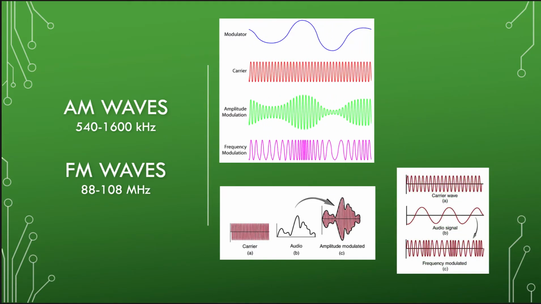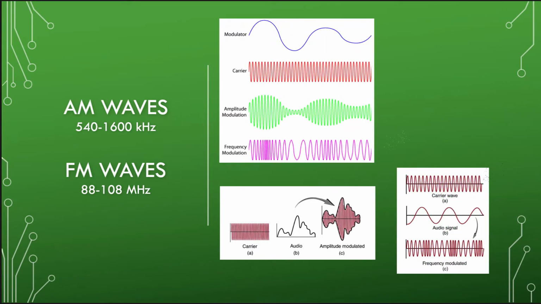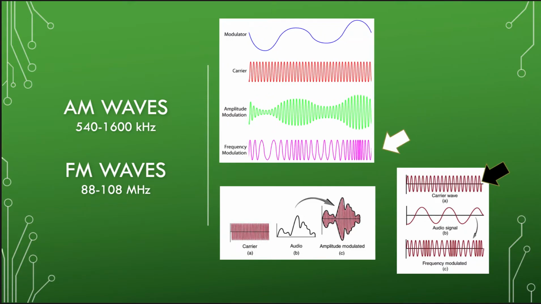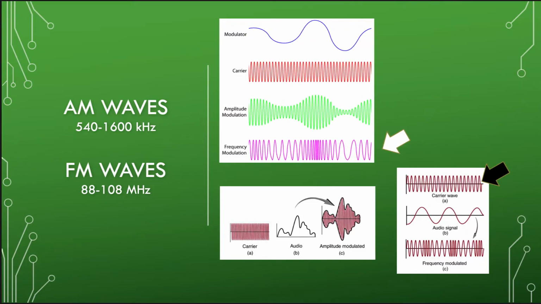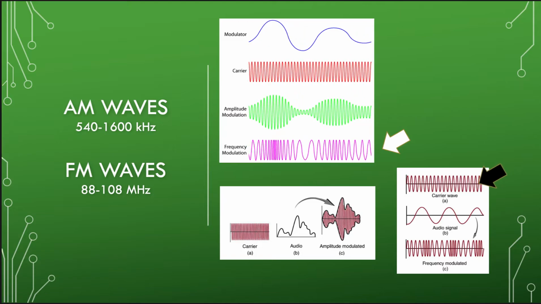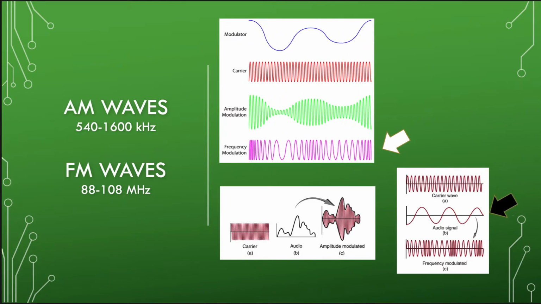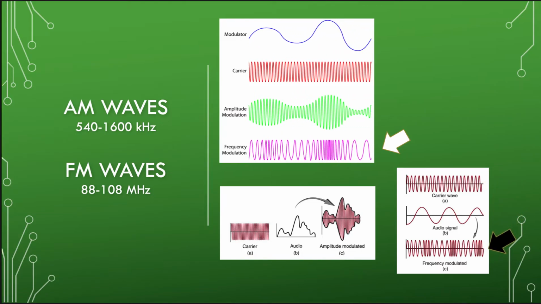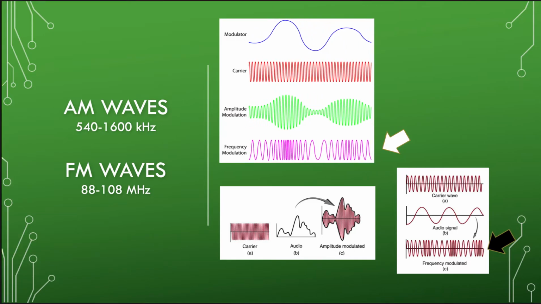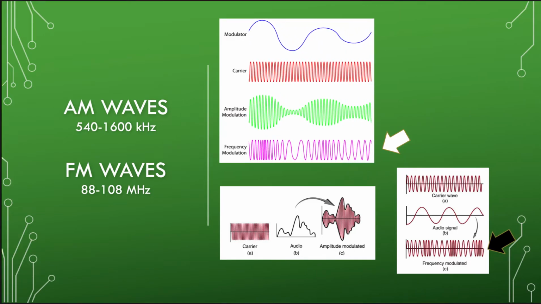FM radio waves also carry commercial radio transmission. FM stands for frequency modulation. They take a carrier wave with basic frequency in the megahertz range, put in an audio signal, and the resulting wave has slightly different frequency. FM waves have constant amplitude, but varying frequency.